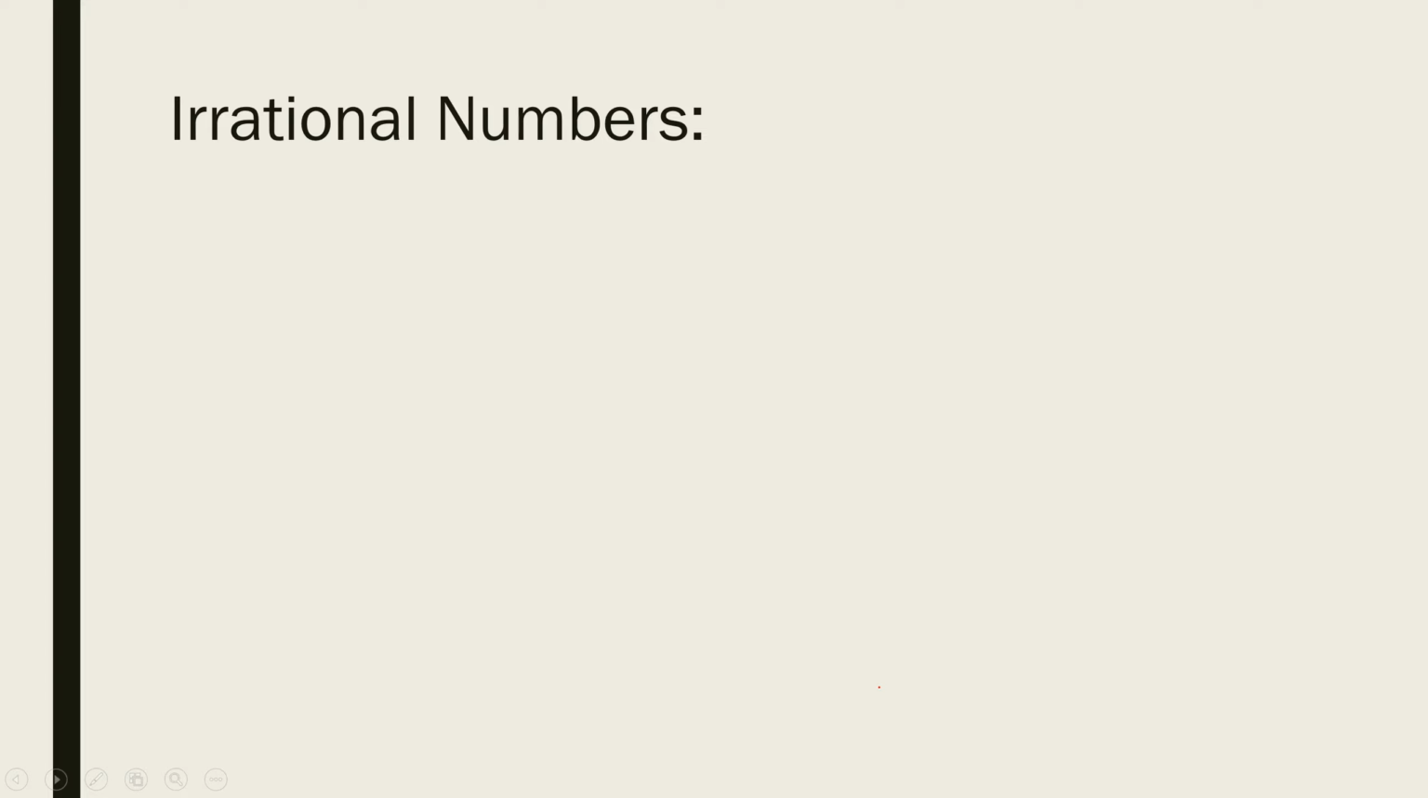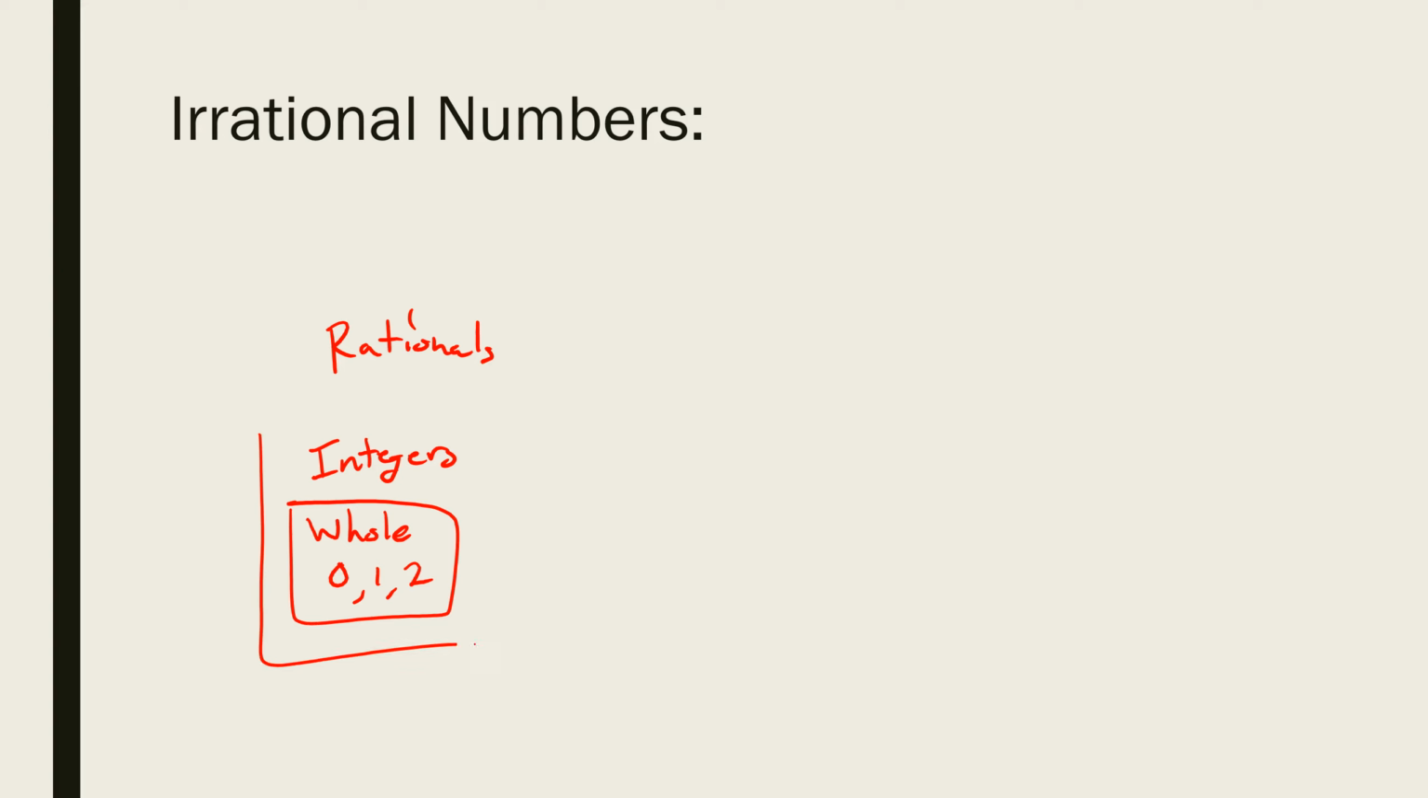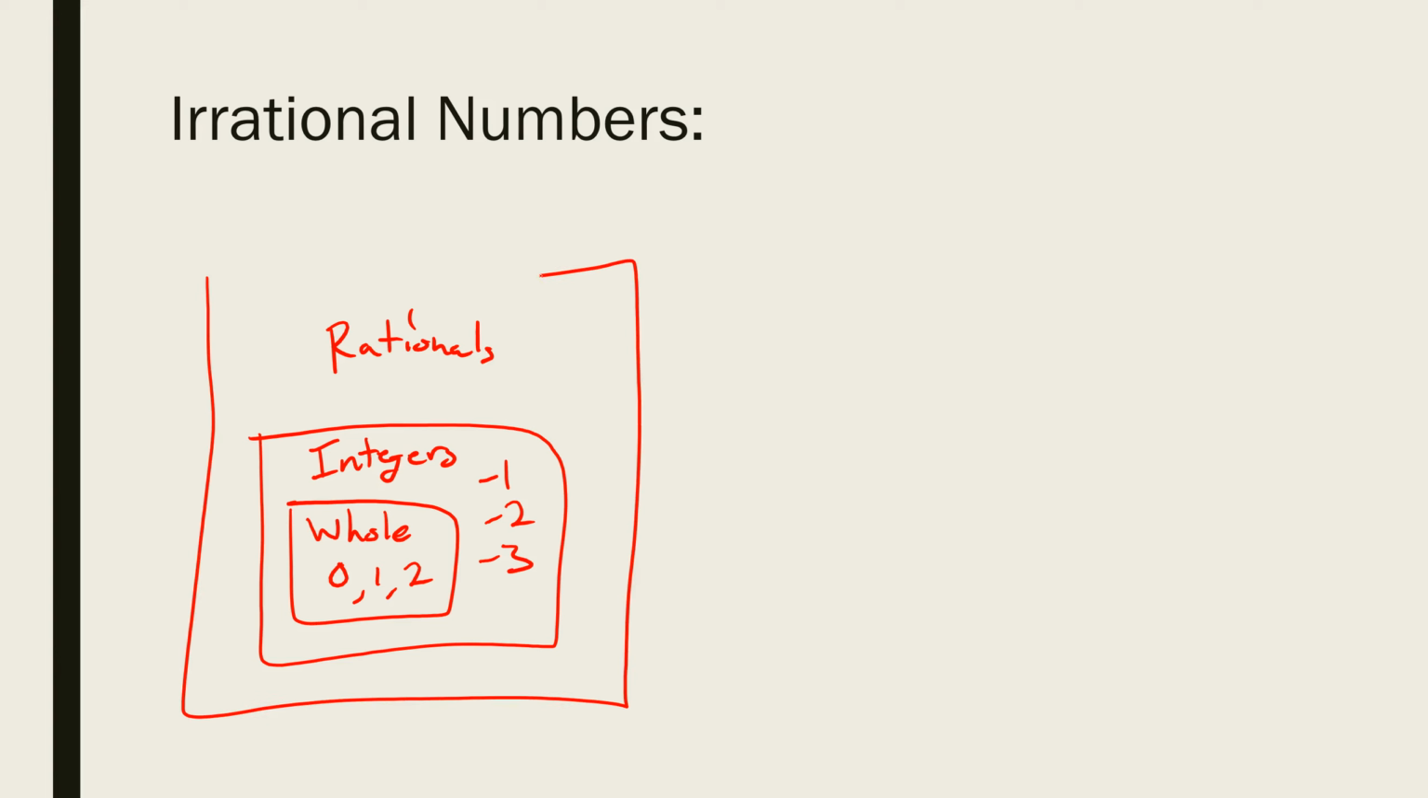The categories I've taught you so far were whole numbers, integers, and rationals. And if you remember, we said that whole numbers were things you could count on your fingers. Integers were those, but also negative numbers that you can count on your fingers. Rationals are those, but also fractions and decimals. And I kind of left it at that. I just said fractions and decimals.